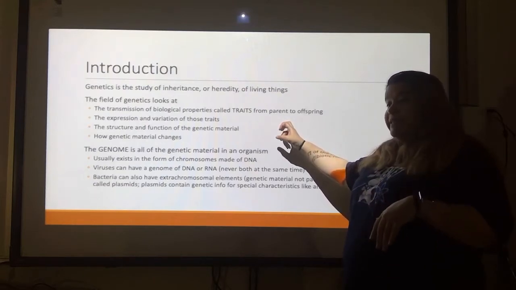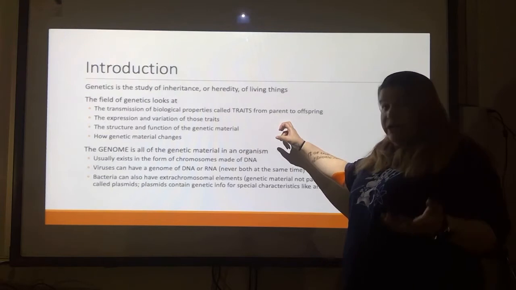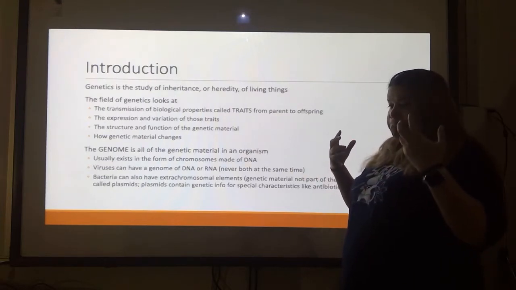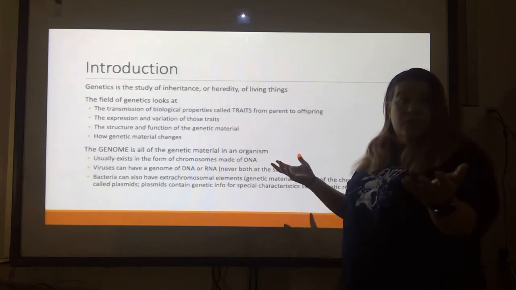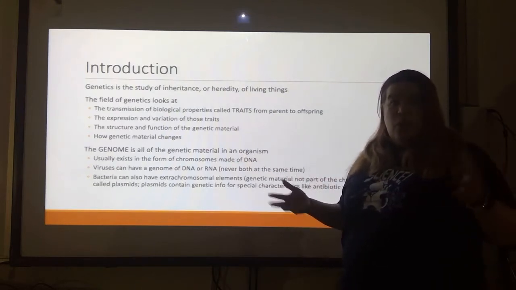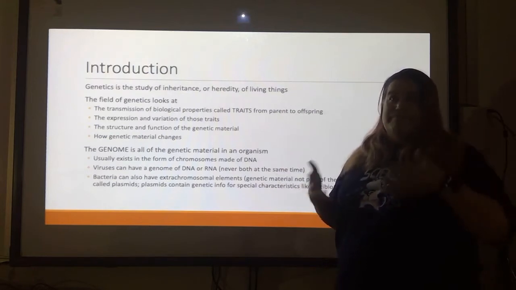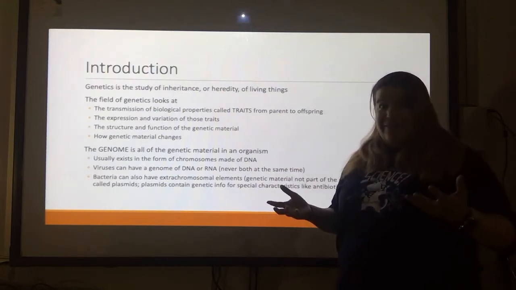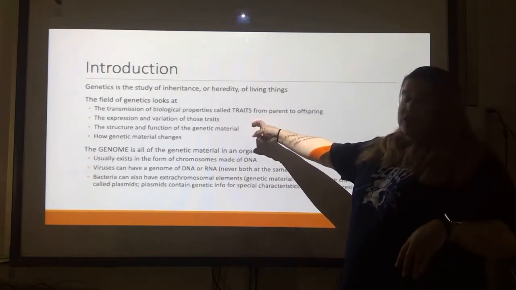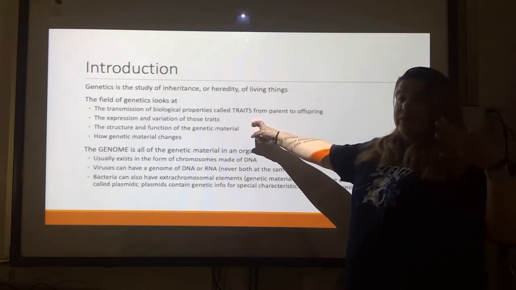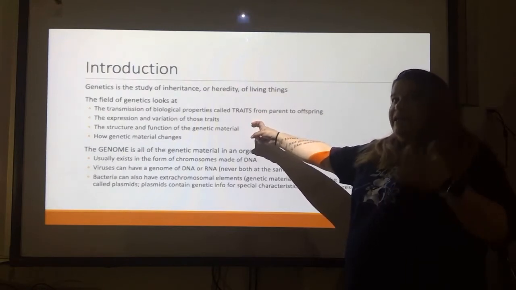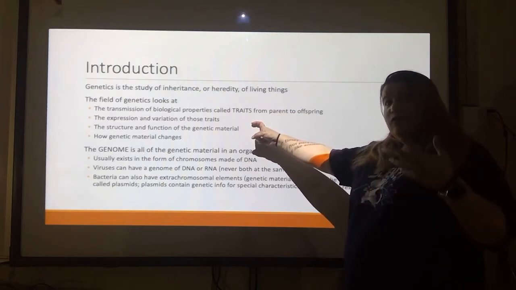The traits in bacteria could be antibiotic resistance. It could be, again, the gram negative or positive nature of the cell wall. Or is it a mycobacterium where it has an acid-fast wall? The expression and variation of those traits. In human terms, this might be instead of having blonde hair or brown hair, you have red hair.